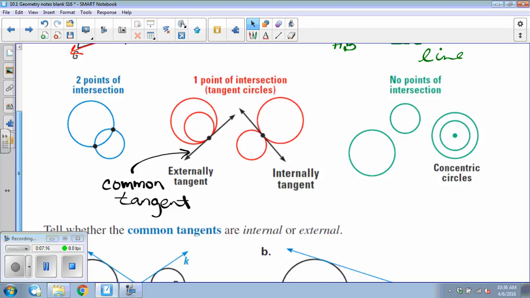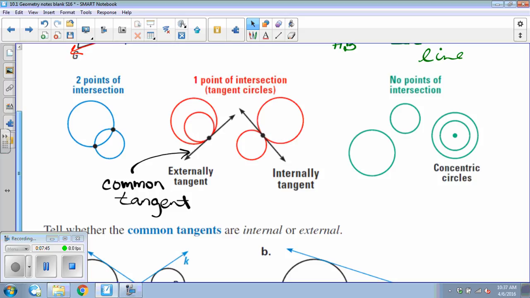That tangent line, that common tangent, can either be internal or external, depending on how the circles are placed. If that common tangent line is on the outside of the two circles, then it's called externally tangent. Okay? If that tangent line goes between the two circles, then that's an internal tangent line. External means outside, internal means inside.